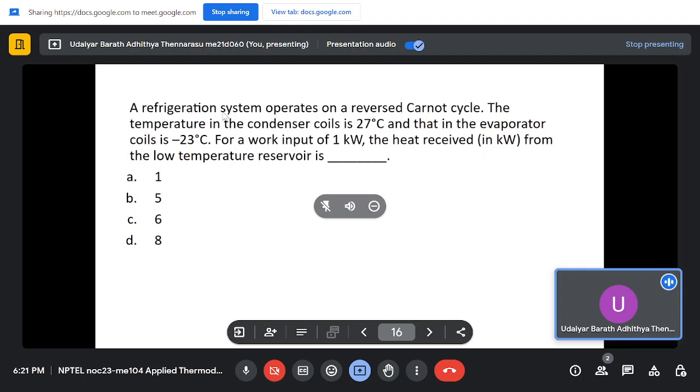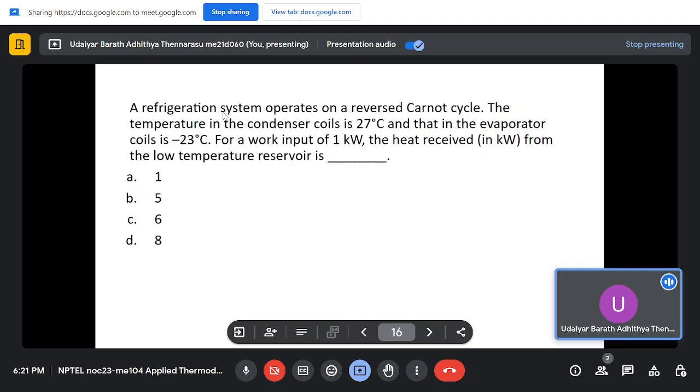So moving on, a refrigeration system operates on a reversed Carnot cycle. The temperature in the condenser coil is 27 degrees Celsius and that in the evaporator coil is minus 23 degrees Celsius. For a work input of 1 kilowatt, the heat received from the low temperature reservoir is dash. So basically what we need to find out is the cooling capacity.